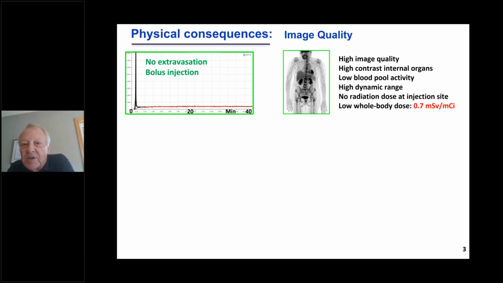The radio-labeled carrier is extracted from the blood, so you get low activity in the blood pool. The image, as you can see, has very high dynamic range. There is no radiation dose at the injection site, since it was a clean injection. And the overall whole body dose to the patient is extremely low, since the injected radioactivity is low and it's distributed uniformly throughout the patient.